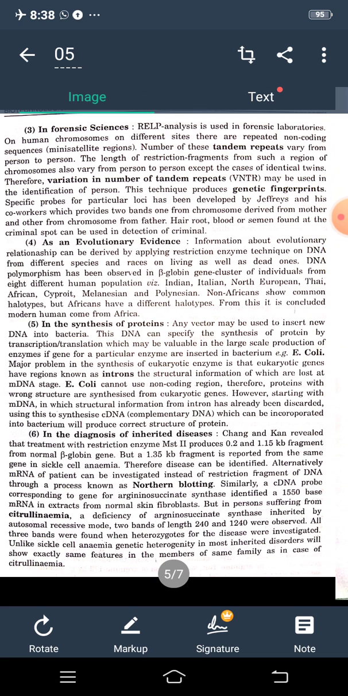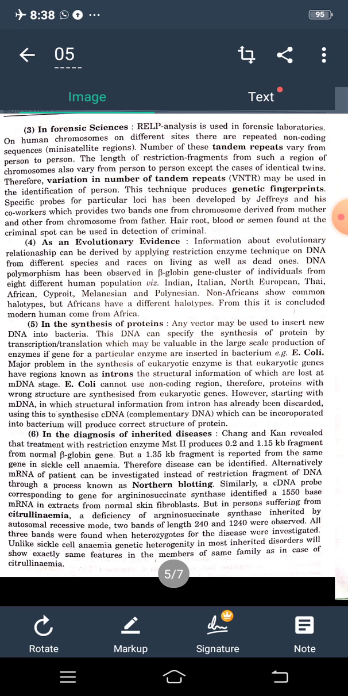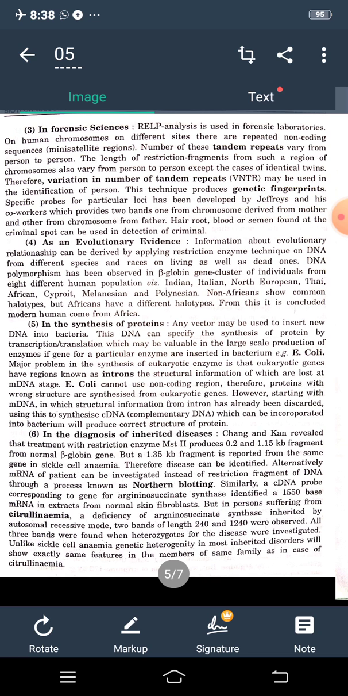Therefore, variation in the number of tandem repeats, VNTR, may be used in the identification of a person. This technique produces genetic fingerprints. Specific probes for particular loci have been developed by the scientist Jeffreys and his co-workers, which provide two bands, one from the chromosome derived from the mother and the other from the chromosome from the father. Hair root, blood, or semen found at a crime spot can be used in detection of criminals.